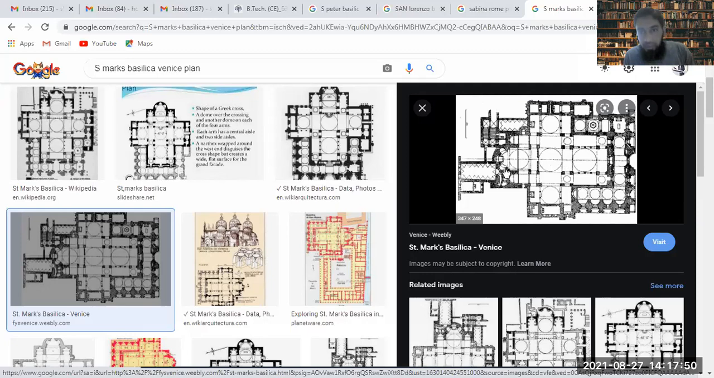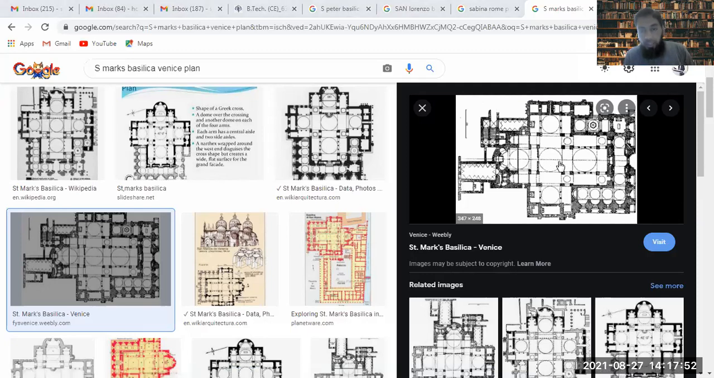This is the sanctuary in the front. So this is quite a complex design, but it's a recent architecture, around 1000 AD.